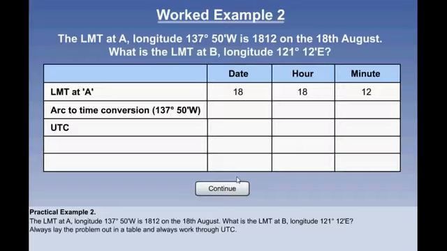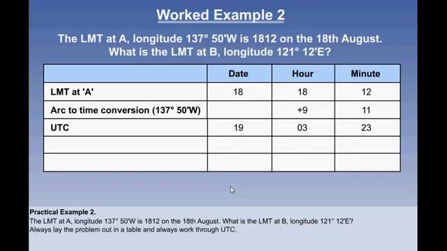Always lay the problem out in a table and always work through UTC. The first thing to do is to calculate the longitude to time conversion. This is sometimes referred to as the arc to time conversion. You can then work out whether you need to add or subtract to arrive at UTC. When you've done that, click to continue. You should have got that you need to add 9 hours and 11 minutes. This gives you a UTC of 3:23 on the 19th.